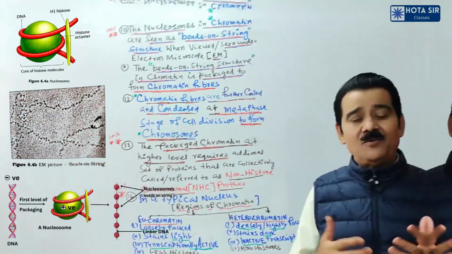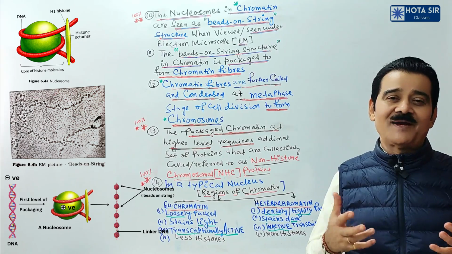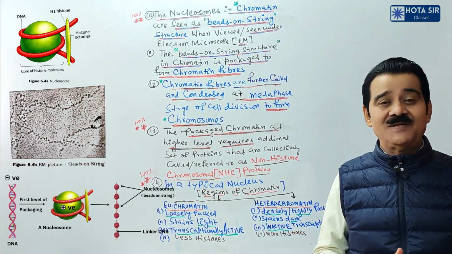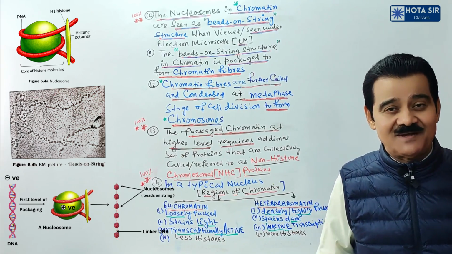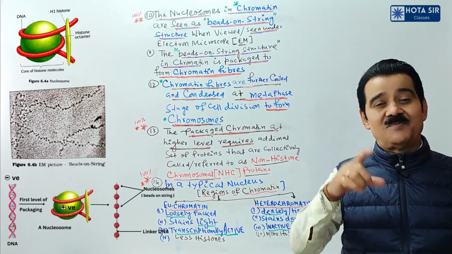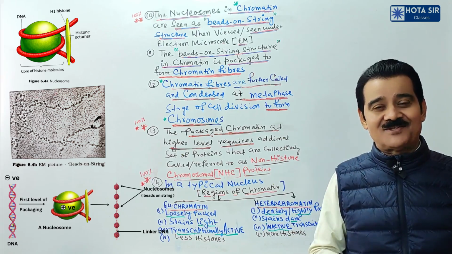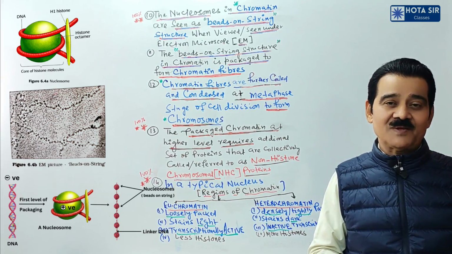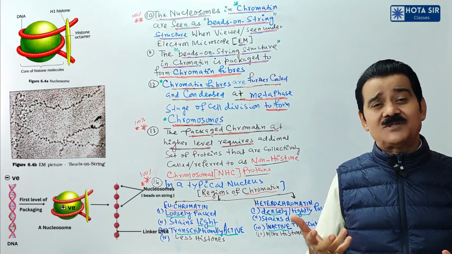Clear? Can you tell me who has given the name chromatin? You have studied in the cell chapter. Chromatin is generally seen at the interphase stage of cell division. Clear? Who has given the name chromatin? Yes, anybody from the class? Fleming. Yes, thank you. Fleming has given the name chromatin. Clear? One important question, children.